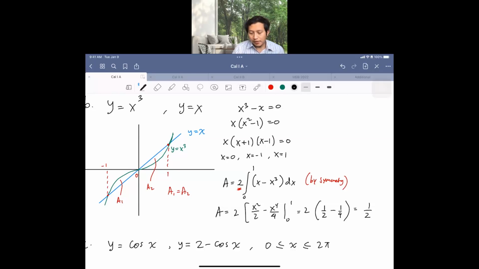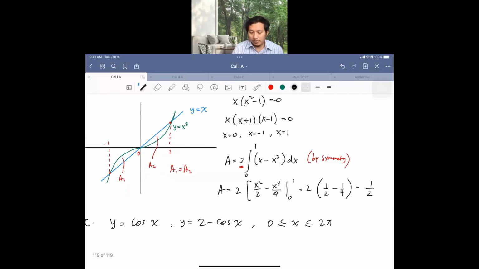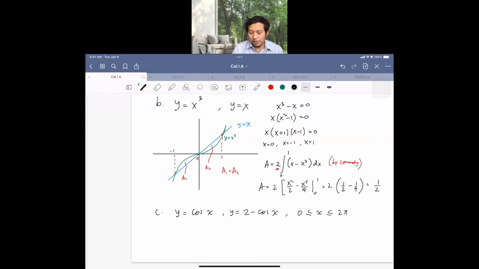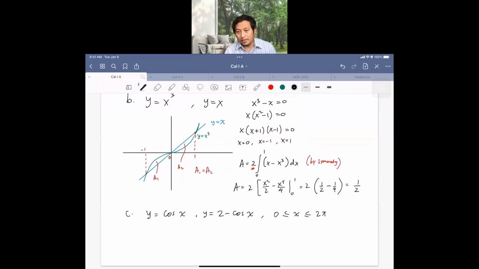I don't think changing to dy will help, because it will be a cubic root, right? It will be a cubic root, and I believe that will make it much easier to make mistakes, right?